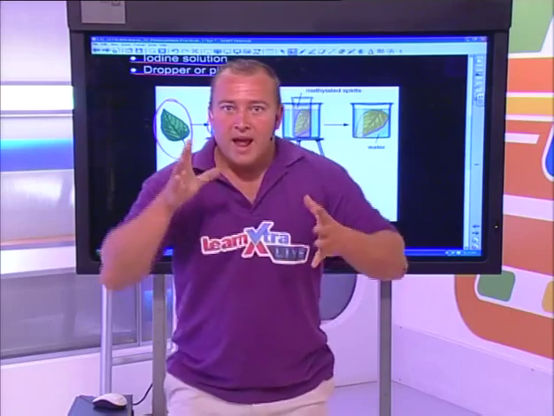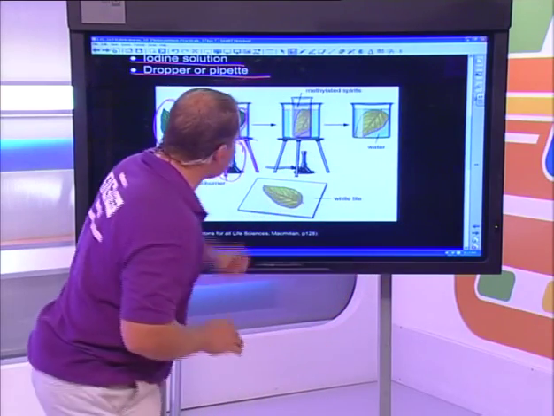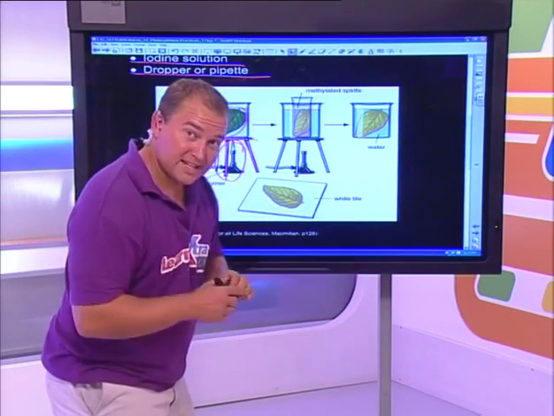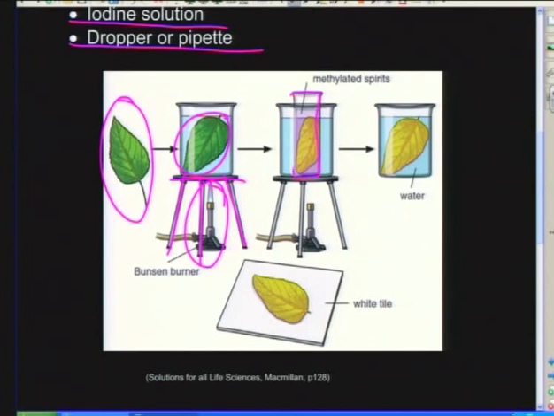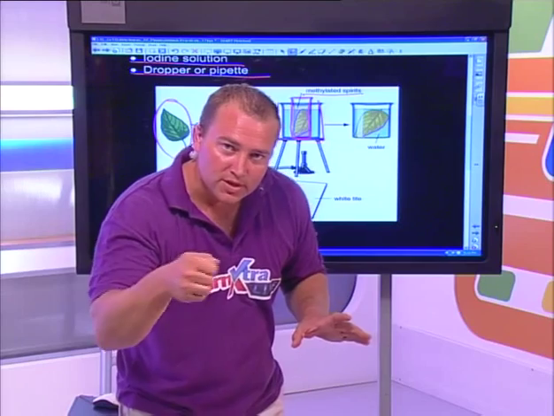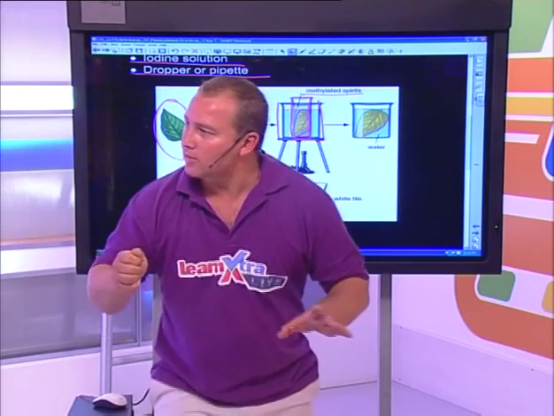Now, have a good look. The next step is I need to put these leaves inside this test tube, inside the test tube in methylated spirits. Now, can you see it's still inside this beaker that we heated up? Can you see it? Now, why would I not go put the methylated spirits over the flame? Can you tell me? What do you think would happen?